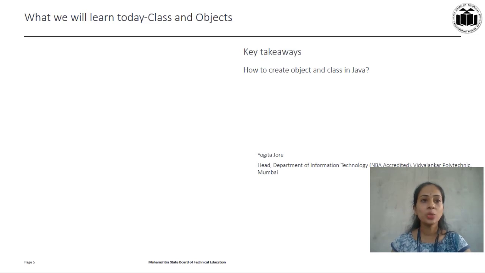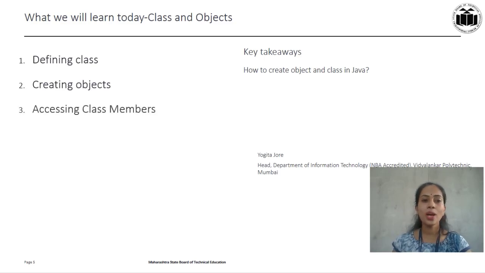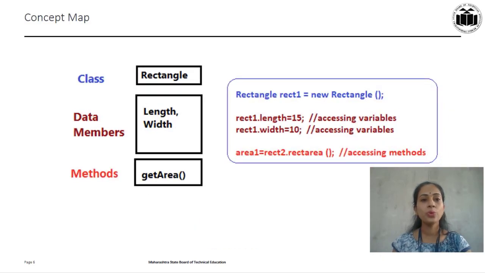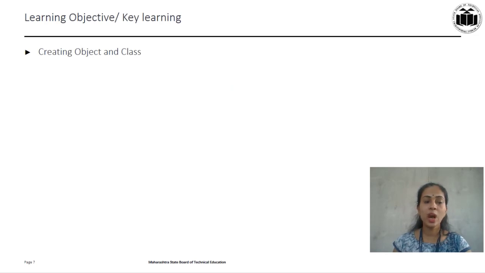So we will learn today how to define a class, how to create a class and object, and how to access the class members. So here is a concept map of today's session. Here Rectangle is nothing but the name of the class, length and width are variables of class Rectangle, and getArea is the method of class Rectangle. So today we'll start with how to create an object and class.